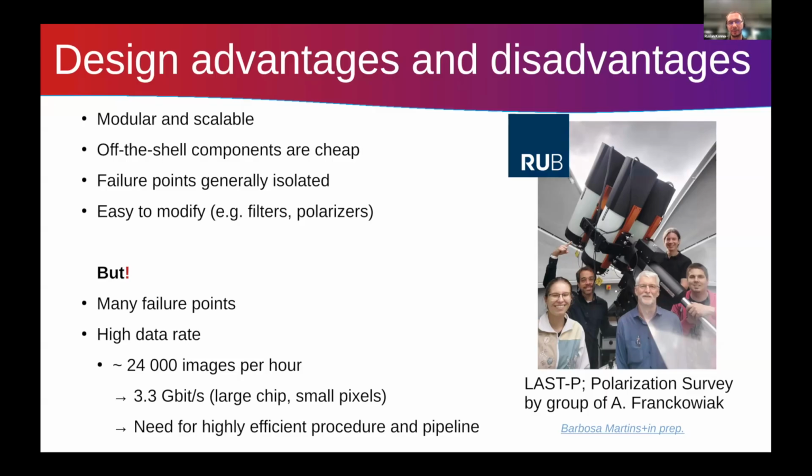However, there are many failure points. There are a lot of telescopes, a lot of focus cells, a lot of computers. So quite often something doesn't work quite right. So it's a lot of maintenance. But even more so, we have fairly large pixel counts for such small telescopes with fairly small pixel size. With a lot of cameras, we're expecting the full telescope to take about 24,000 images per hour, which will produce a data rate of 3.3 gigabits per second. So we'll need a very high efficiency procedure to reduce all the data and find all the interesting science in it. A lot of our work goes into this procedure, but it's possible.